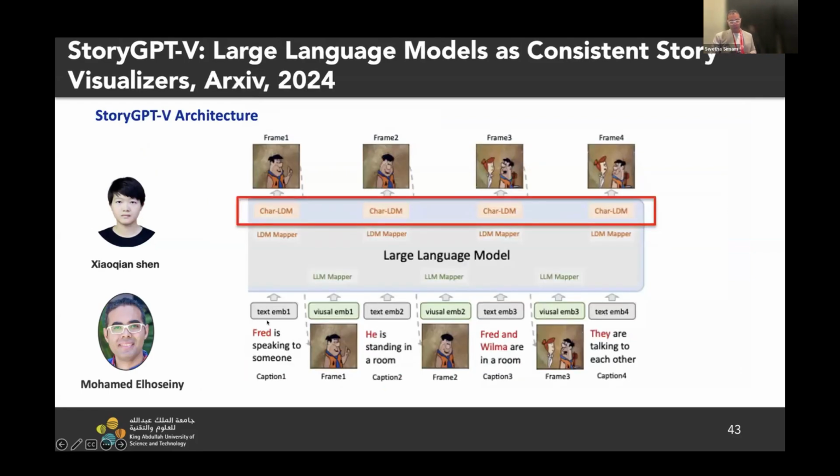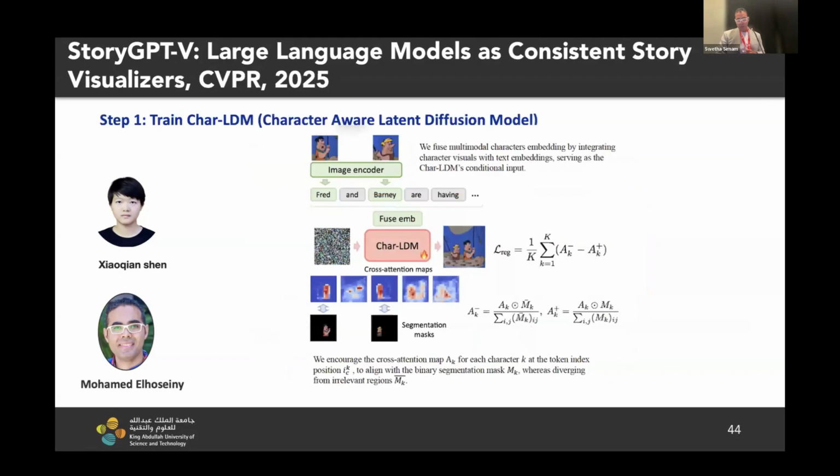The key idea is based on multimodal fusion at the character level, where we embed the visual information of each character as well as the language information, and then we use an LLM mapper to embed these 2 pieces of information together so that the model becomes more character aware. So the model is trained in 2 stages.